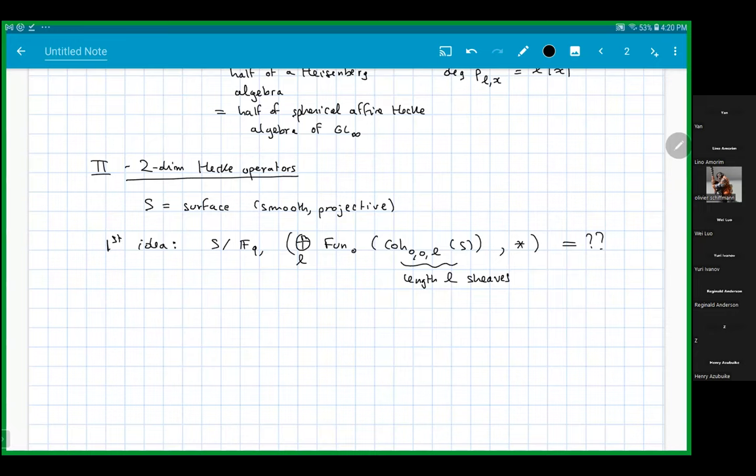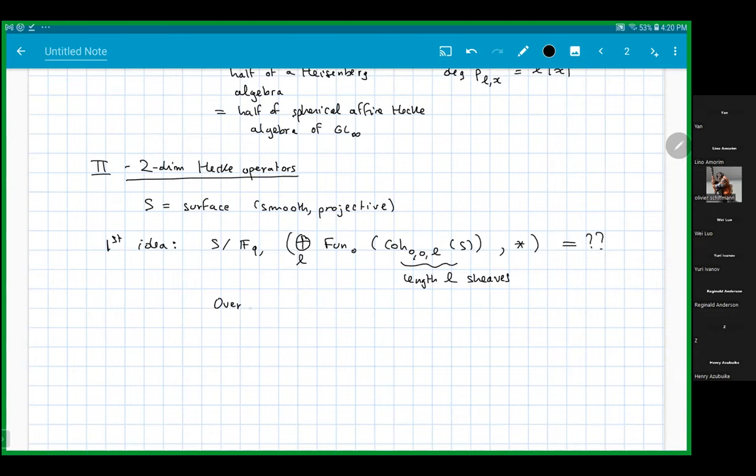And in order to have anything meaningful, they needed to impose some conditions on the sheaves. So length L sheaves, but maybe scheme theoretically supported on the curve or something like this. And then you can understand this algebra, but if you just take all length L sheaves on the surface, I think it's very difficult.